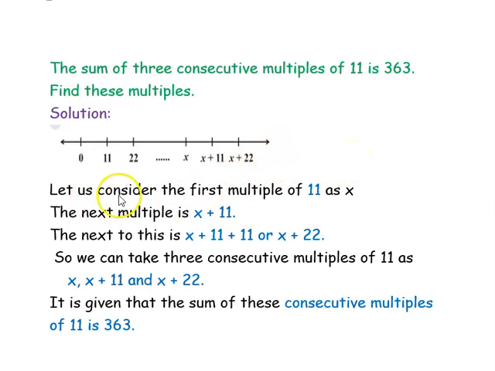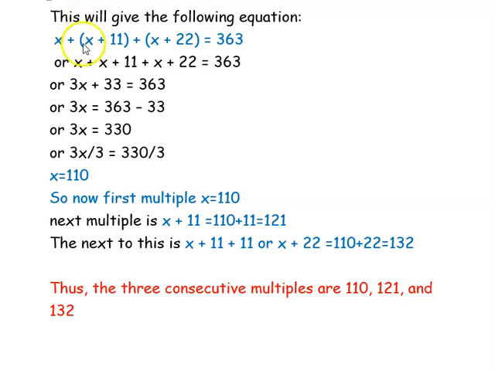Okay, so now let us consider the first multiple of 11 as x, and the next multiple of 11 as x plus 11, and the next consecutive multiple is x plus 11 plus 11, that is x plus 22. So the 3 consecutive multiples we are taking are: first is x, the second is x plus 11, and the third is x plus 22. Now it is given in the question that the sum of these 3 multiples is 363. Now we'll form an equation for that.